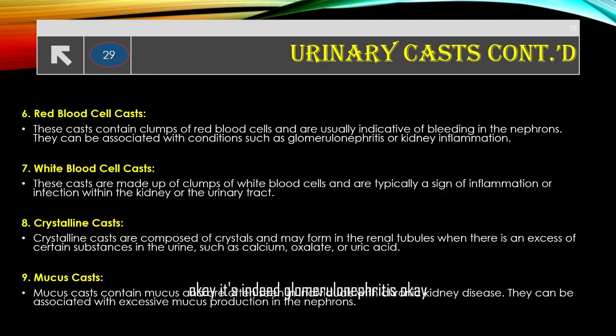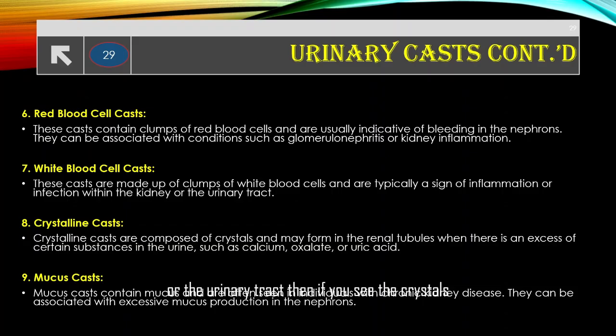But if the red blood cells are okay, it means that the patient is bleeding maybe along the urinary tract. It could be in the ureters, it could be in the bladder. That is why you are getting such a picture, if the red blood cells are normal in morphology. But if the morphology is distorted, then you think of nephritic syndrome as your differential, also called glomerulonephritis or kidney inflammation. White blood cell casts are made up of clumps of white blood cells together, and they are typical signs of what? Inflammation or infection within the kidney or the urinary tract.